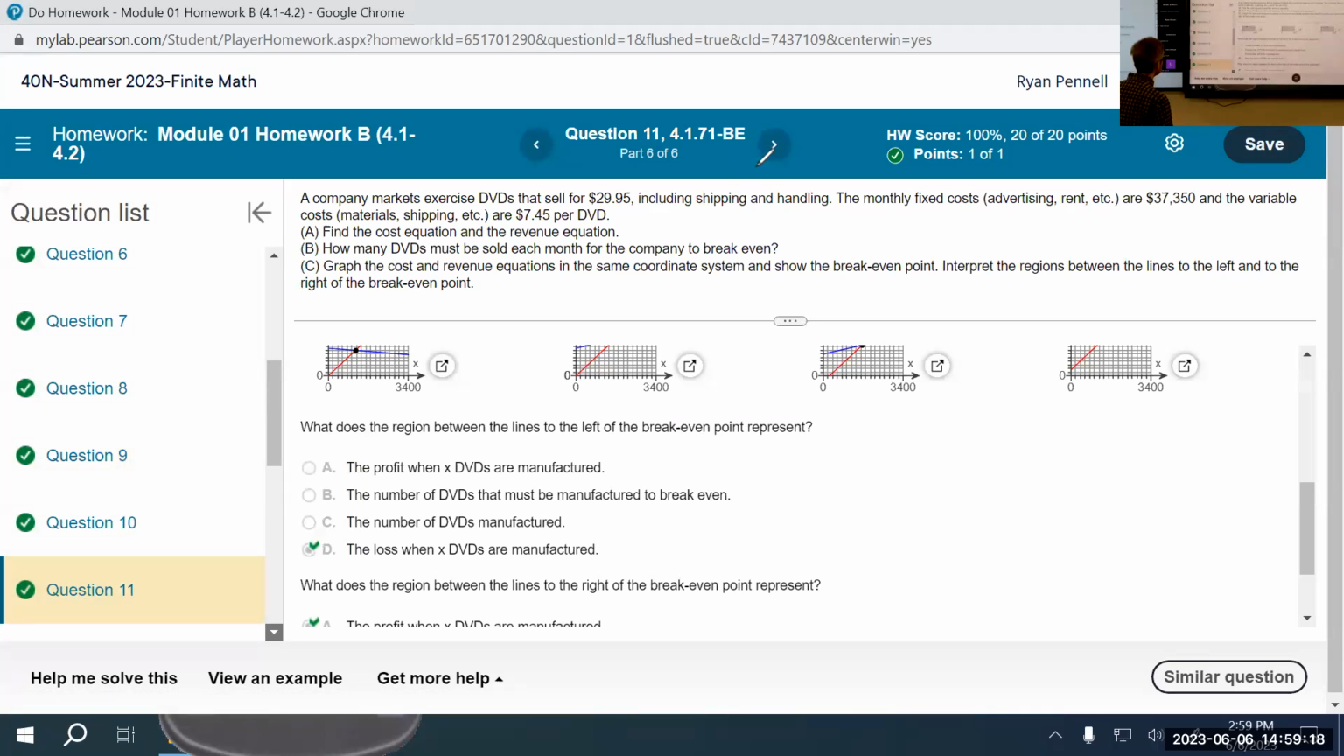Okay, a company markets exercise DVDs that sell for $29.95, including shipping and handling. The monthly fixed costs, advertising, rent, etc., are $37,350, and the variable costs, material, shipping, etc., are $7.45 per DVD. Find the cost equation and the revenue equation. How many DVDs must be sold each month for the company to break even? And graph the cost and revenue equations in the same coordinate system to show the break-even point. Interpret the regions between the lines to the left and to the right of the break-even point. Well, that just flows right off the tongue, okay?